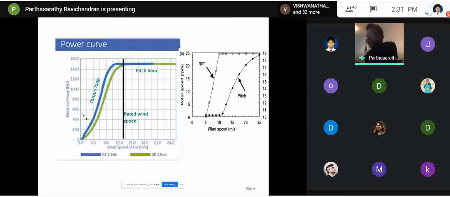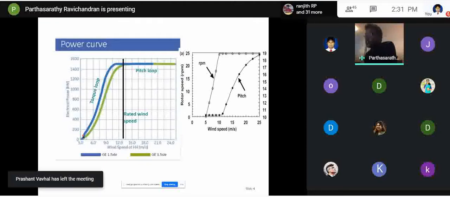Looking at the way in which it gets started, the minimum it requires is 3 meters per second of velocity, and the cutout is 24 meters per second, in the sense that when there is no wind, it won't do anything. Probably it will just be idling and wait for the wind to pick up at 3 meters per second. How it will sense 3 meters per second is based on the anemometer which sits on the top of the turbine.